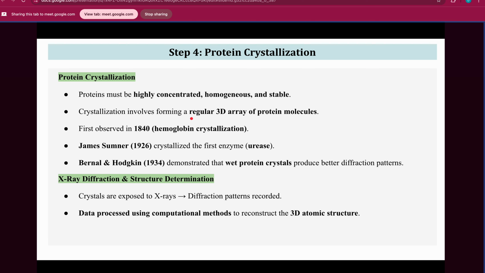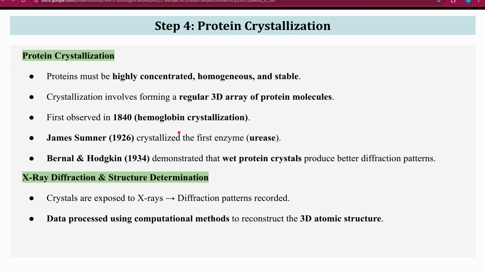Crystallization involves forming a regular 3D array of protein molecules. A regular 3D array of protein molecules means a crystal, a properly organized, regular, ordered structure. We want that ordered structure. It was first observed in 1840, when hemoglobin crystallization was performed.